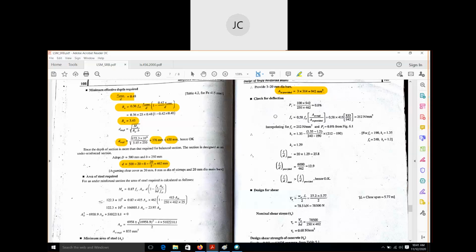Okay, so the remaining part is for checking. Whatever beam we have designed till now, we have to check whether our beam is safe for deflection or not, whether we have provided our shear reinforcement or not. We have to check it now. So for this check of deflection, we have to see clause number 23.2.